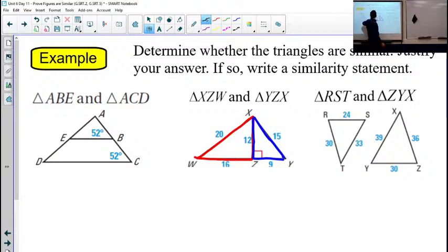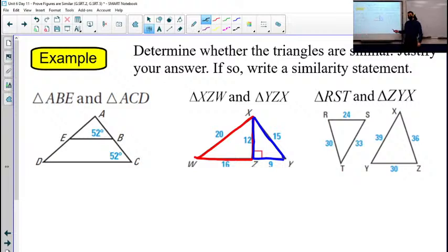For each of these, I'm going to use the same process that I used when we first did this, which is that I'm going to start with the shortest side and compare it with the shortest side. Then I'm going to take the middle side and compare it with the middle side, and the longest side with the longest side, just so that I keep straight which side matches up with what.